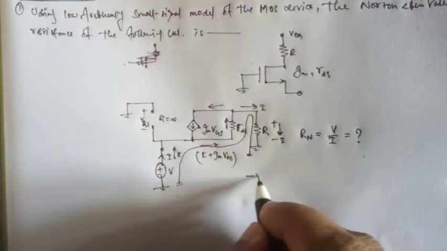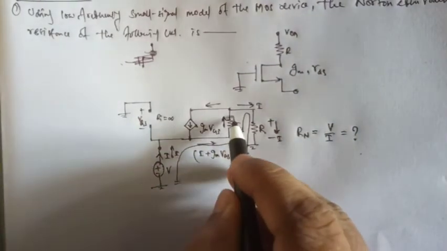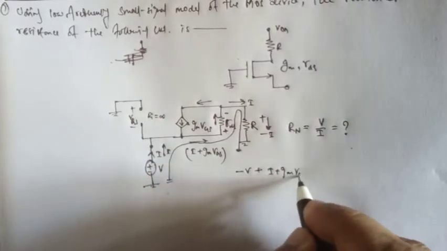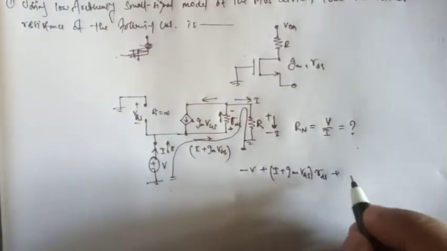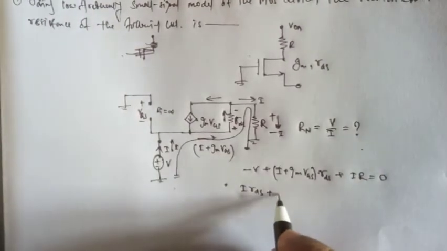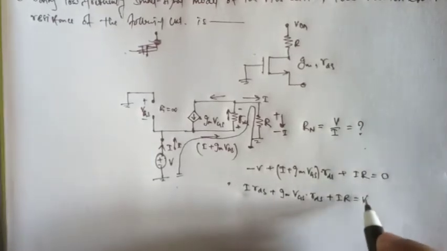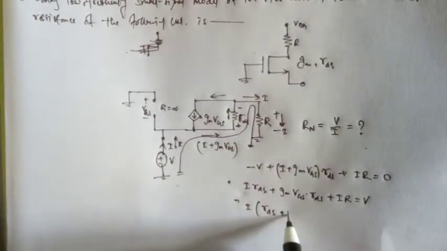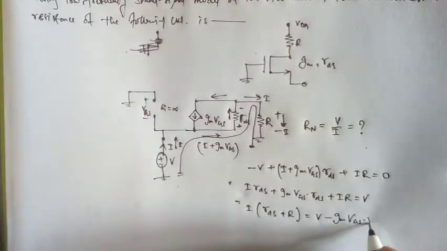So let's do it. Minus V, that is the voltage, in KVL, minus V plus the current flowing, which is I plus gm VGS, so (I plus gm VGS) into rds, plus I into R equals 0. So I rds plus gm VGS into rds plus IR equals V. Now if you take I common, then I times (rds plus R) equals V minus gm VGS into rds.